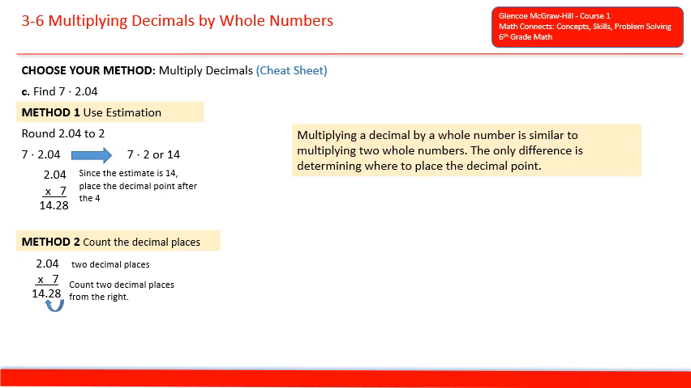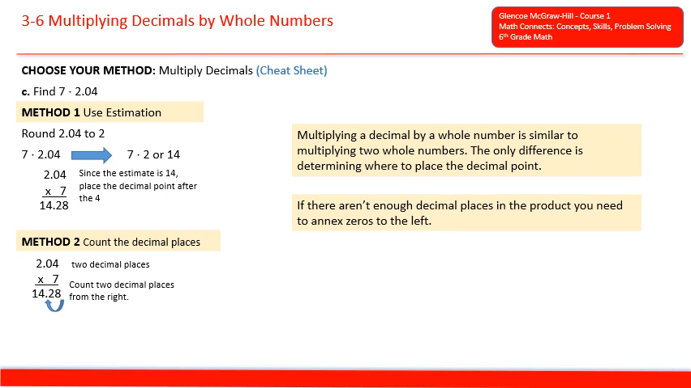Multiplying a decimal by a whole number is similar to multiplying 2 whole numbers. The only difference is determining where to place the decimal point. If there aren't enough decimal places in the product, you need to annex zeros to the left.